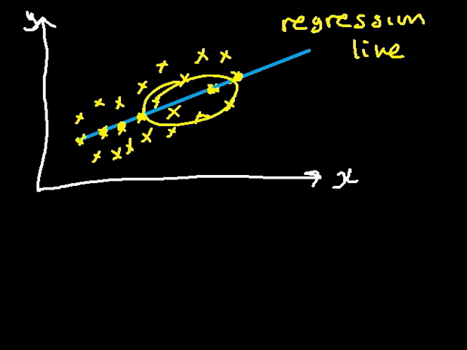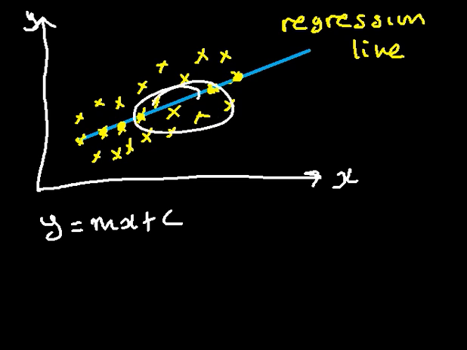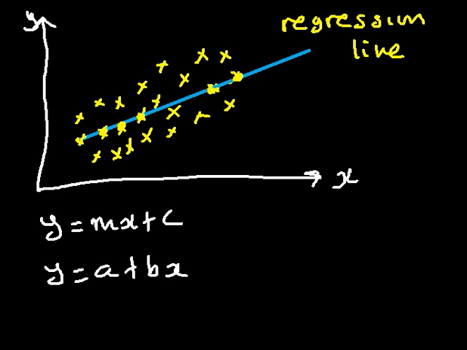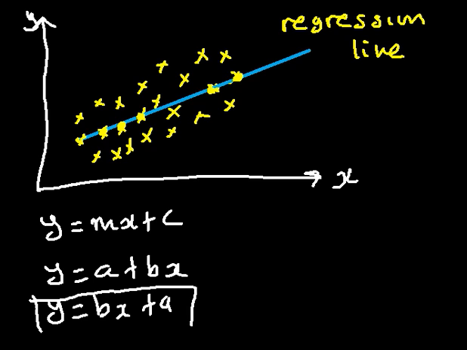And as you can see, this is a typical straight line. As you know, the equation of a straight line is given as y equals mx plus c. The regression line can also be presented in the same nature, but with some changes. The regression line is given as y equals a plus bx, which is also the same as y equals bx plus a. This is what we call the general form of the regression line.